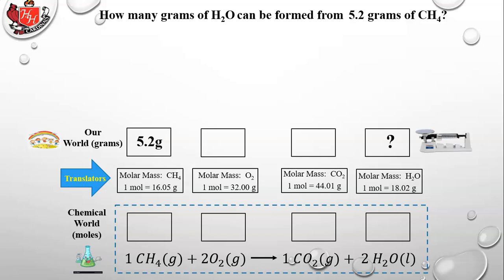Now you might ask this question: can't you just go straight across? Isn't there some conversion of grams of CH4 to grams of H2O? The answer is no. No such conversion exists. You can't do that. So what you have to do is go into the chemical equation, move across the chemical equation, and come back out. So let's see how that works.